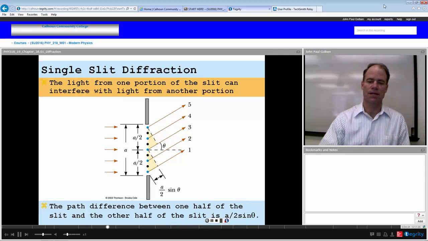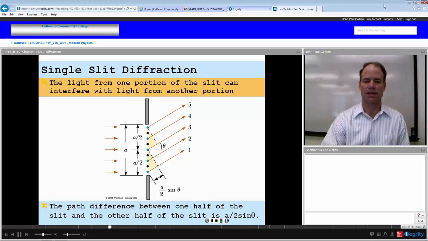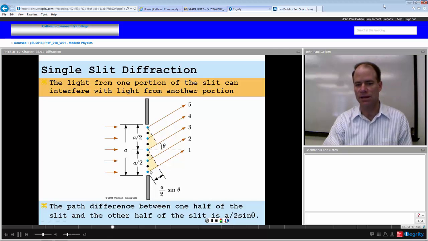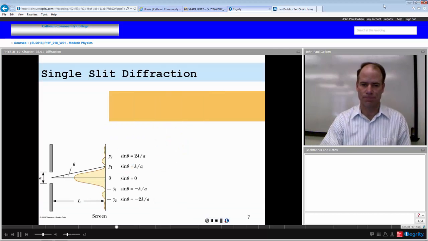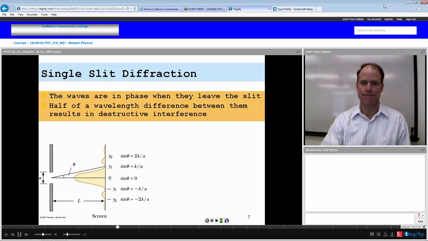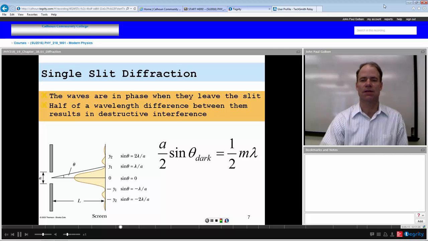interference. In this case, if the path difference between one half of the slit and the other half of the slit is this right here, which is going to be a/2 sin θ, that will be that distance right there. If that is an integral number of half wavelengths, then we will see a minimum at that point. So the waves are in phase, they are coherent, and they are monochromatic. Half of a wavelength difference will correspond to a minimum.